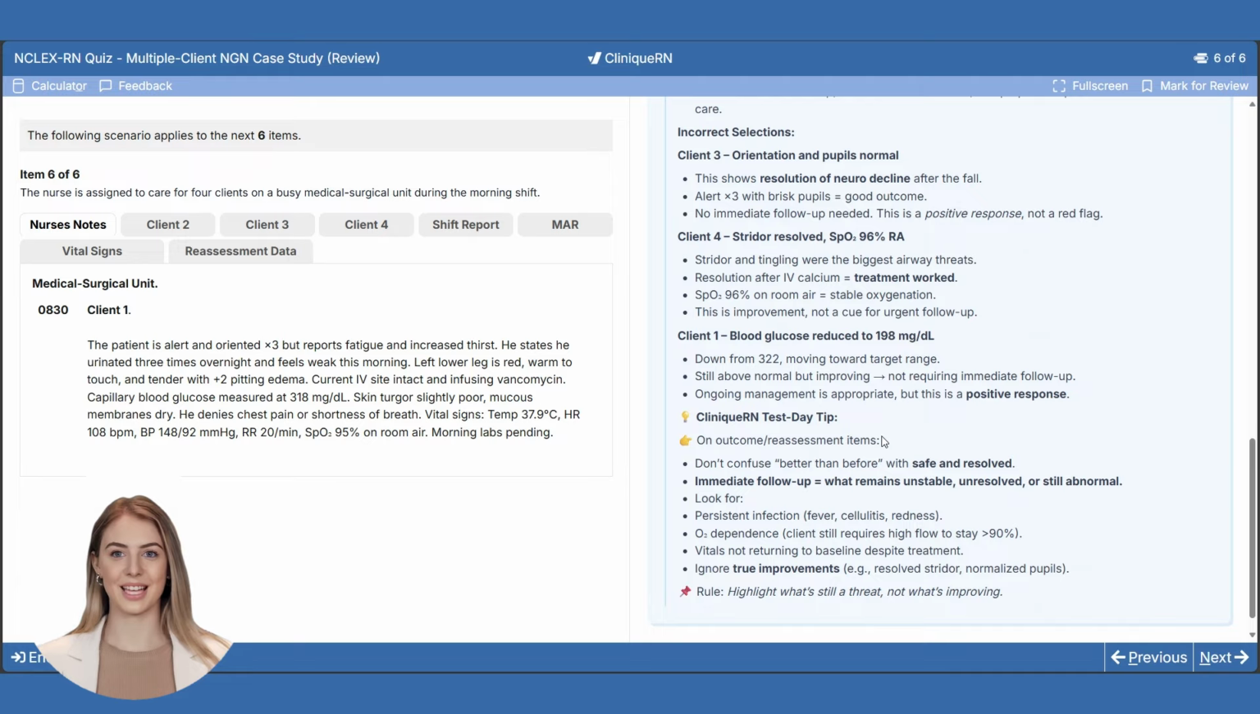CliniqueRN test day. Tip: on outcome reassessment items, don't confuse better than before with safe and resolved. Immediate follow-up indicates what remains unstable, unresolved, or still abnormal. Look for persistent infection, fever, cellulitis, redness. Oxygen dependence. Client still requires high flow to stay above 90%. Vitals not returning to baseline despite treatment. Ignore true improvements. Example, resolved stridor, normalized pupils. Rule: highlight what's still a threat, not what's improving.